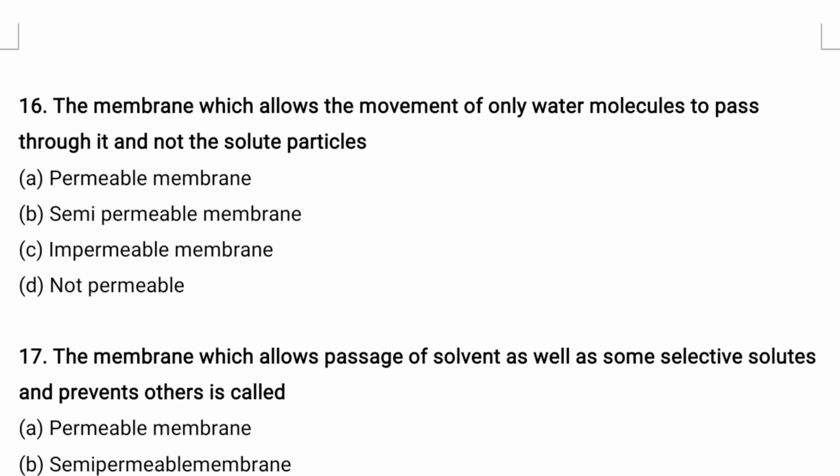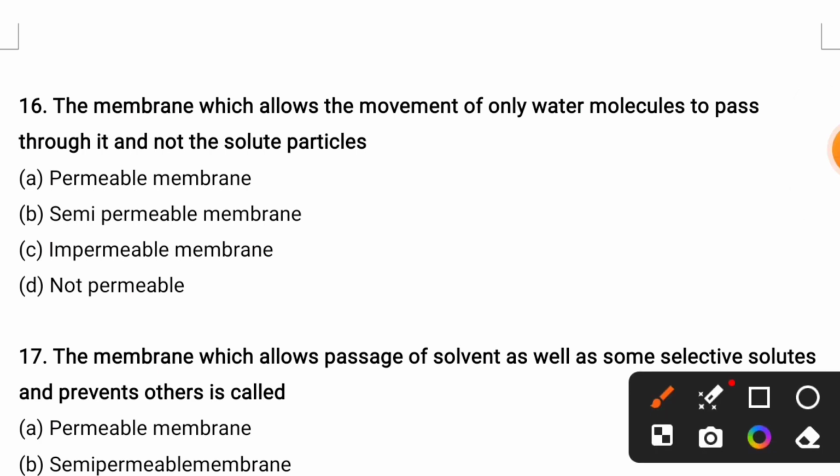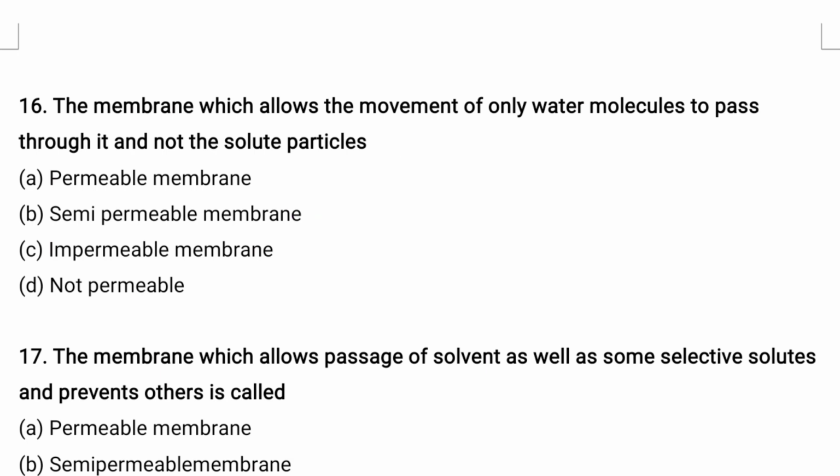The membrane which allows the movement of only water molecules to pass through it and not the solute particles. Options are permeable membrane, semi-permeable membrane, impermeable membrane, not permeable membrane. So the membrane that allows only water through it is referred to as a semi-permeable membrane. Okay, so let's see the next question.